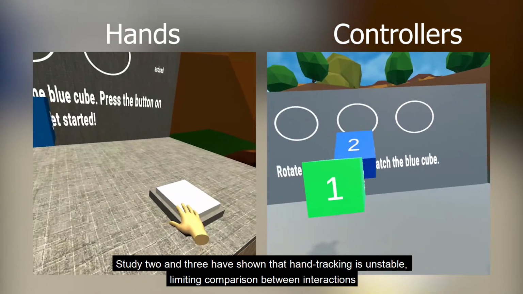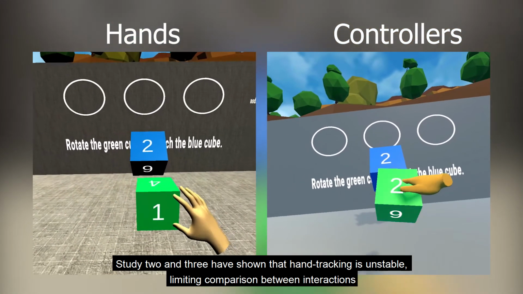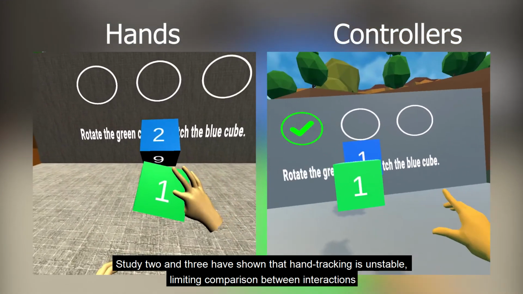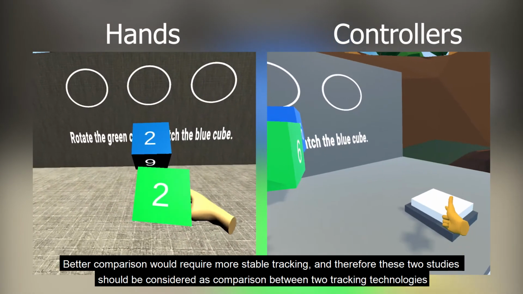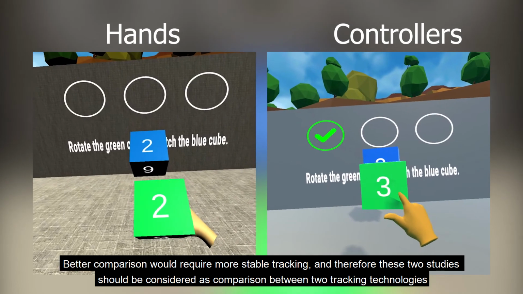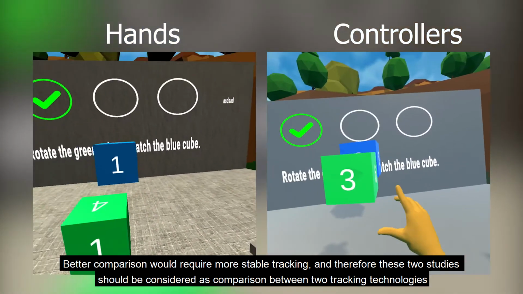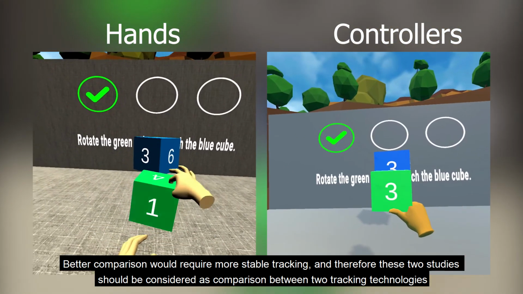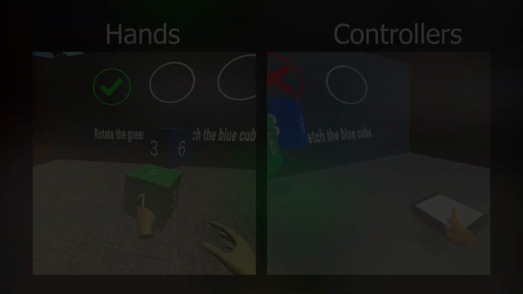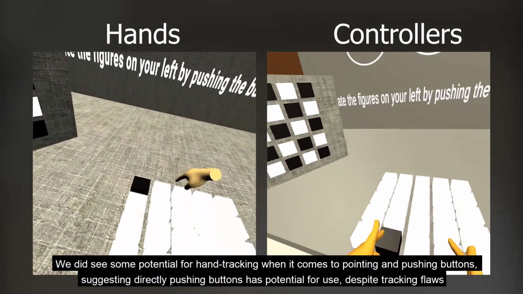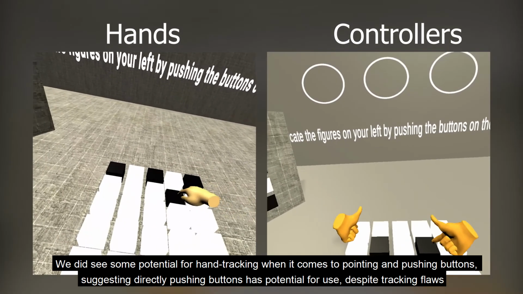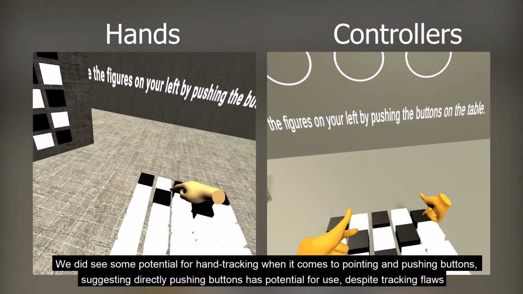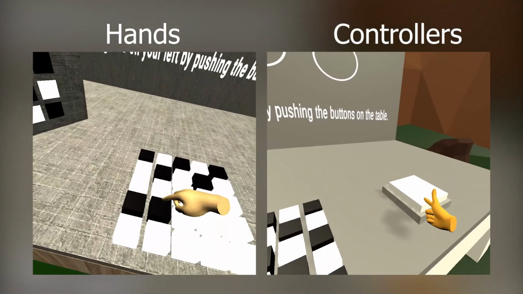Study 2 and 3 have shown that hand tracking is unstable, limiting comparison between interactions. Better comparison would require more stable tracking, and therefore, these 2 studies should be considered as comparison between 2 tracking technologies. We did see some potential for hand tracking when it comes to pointing and pushing buttons, suggesting directly pushing buttons has potential for use despite tracking flaws.